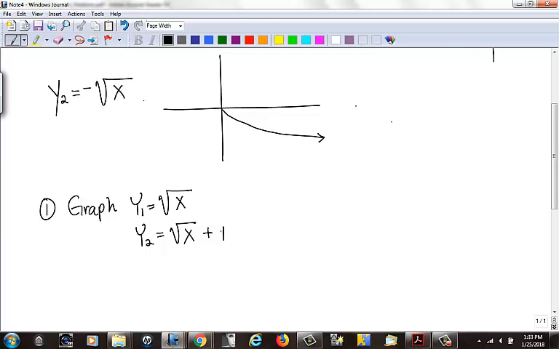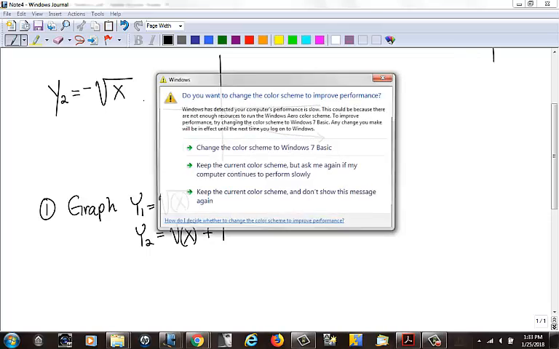and then put a plus 1 on the outside. So on my calculator, I'm going to have the parentheses. So go down to y sub 2, clear that out, then put in the square root of x. Close the parentheses. Now, you guys that are on the new ones, I think you have to use the right arrow to get to the right, and then put a plus 1, not underneath the radical.